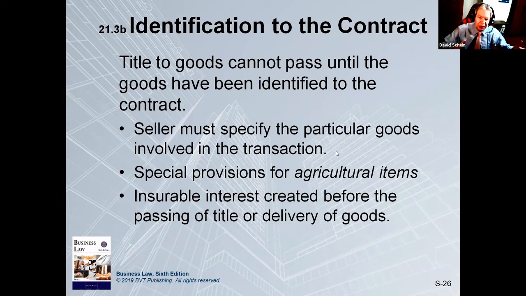Again, if it's machinery, you should have a serial number. If it's vehicles, there should be a VIN number. And of course, agricultural items are a fungible good, so they're handled a little bit differently.